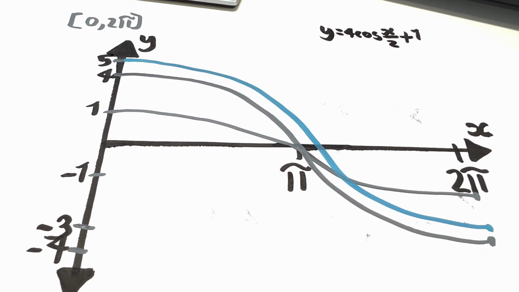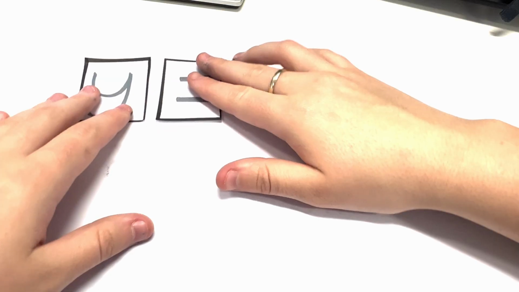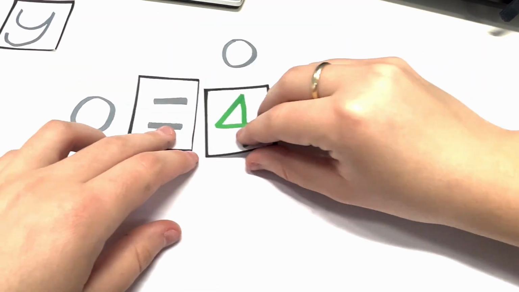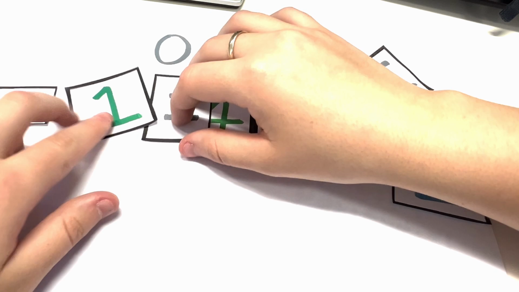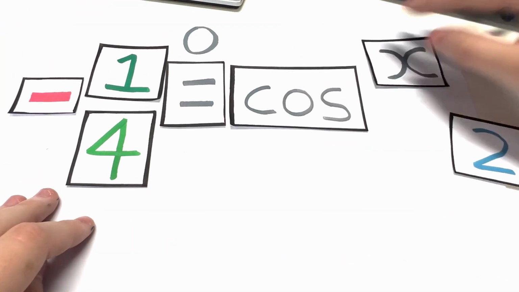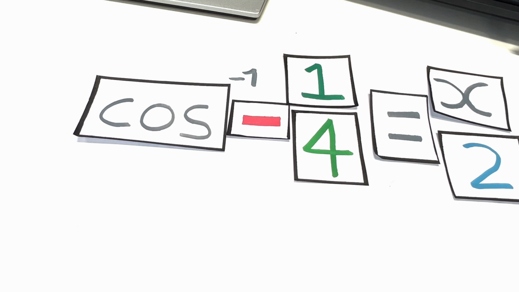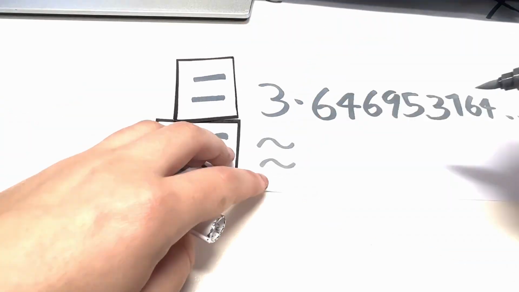But how are we going to figure this out? Well, we start off with our function y equals 4 cos x on 2 plus 1, and we let y equal 0. So now it's 0 equals 4 cosine x on 2 plus 1. Firstly, we minus 1 from both sides. Then we divide both sides by 4. Then we invert both sides by cos, which means we end up with the left side being inverse cos of negative 1 on 4 is equal to x on 2. Finally, we times both sides by 2, and we get what the x-intercept is. And we can round this to 2 decimal places.